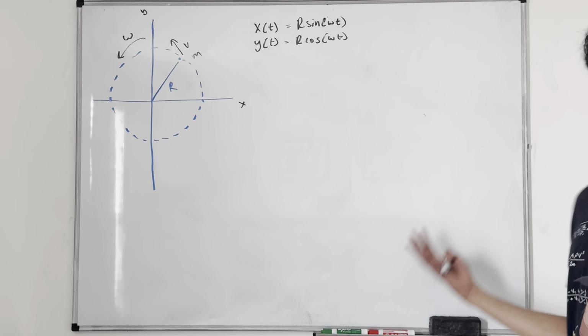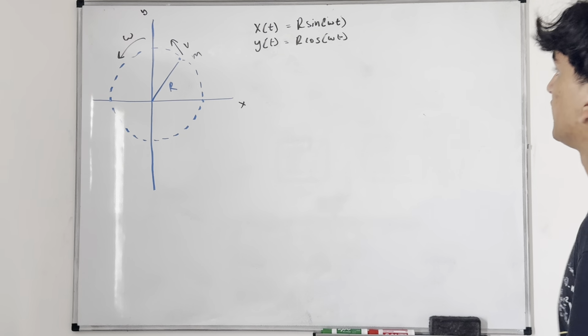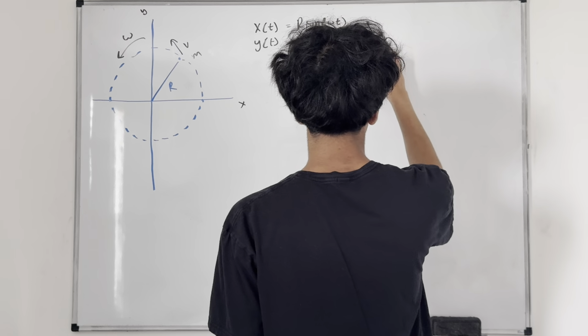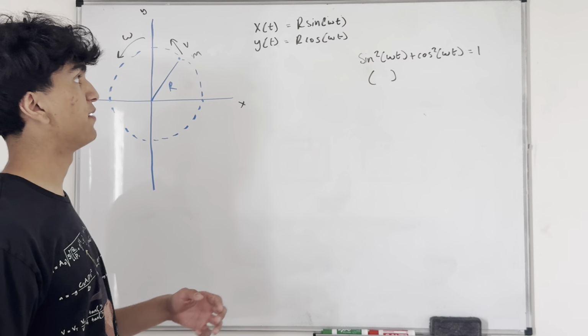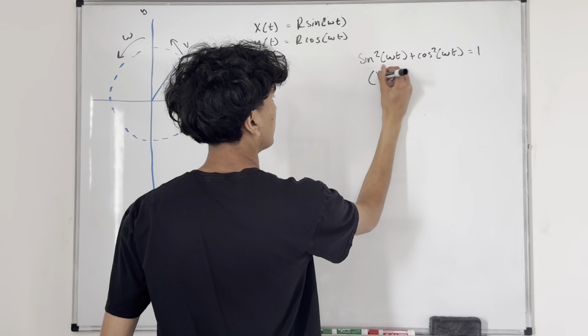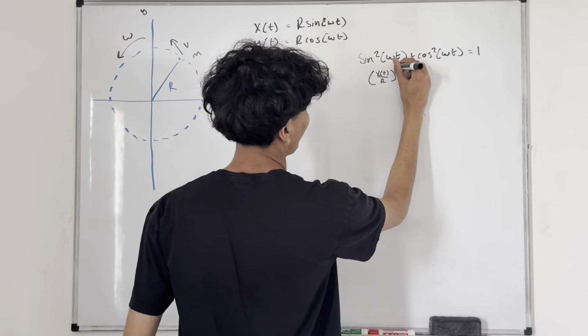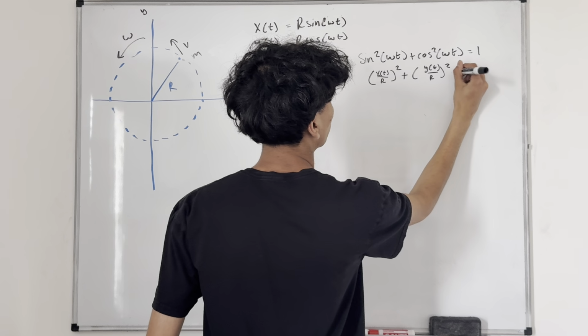Where they come from is parametrics, which I'm guessing if you know calculus, you're familiar with. I know by the Pythagorean identity that sine squared omega times time plus cosine squared omega times time equals 1. Sine omega times time is just x of t over r, when I solve for it. Same thing here: y of t over r squared equals 1.